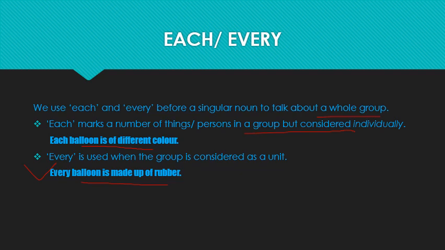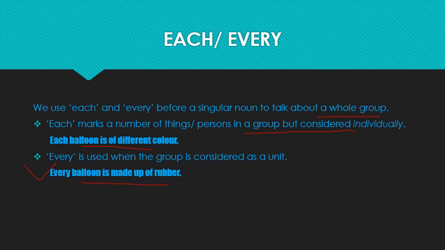We are not mentioning which rubber. Each balloon is made up of so and so rubber. See, there are many varieties of rubber. So we have made one unit, balloons. Every balloon is made up of rubber. But when I say each, it means everything individually. For example, each one of you needs to pass this examination. That means each one of you will pass the examination.